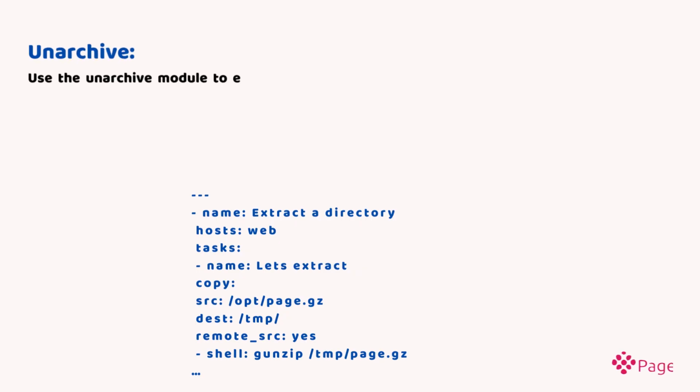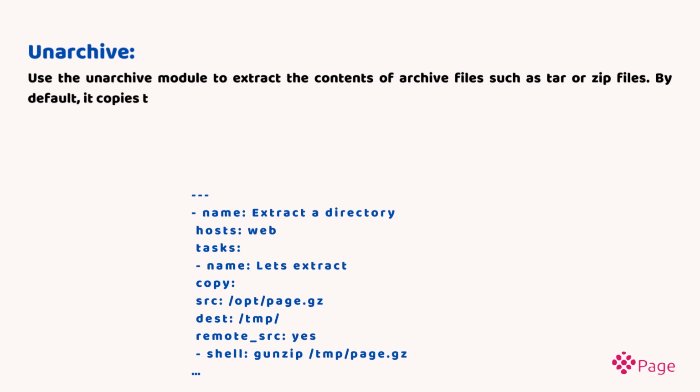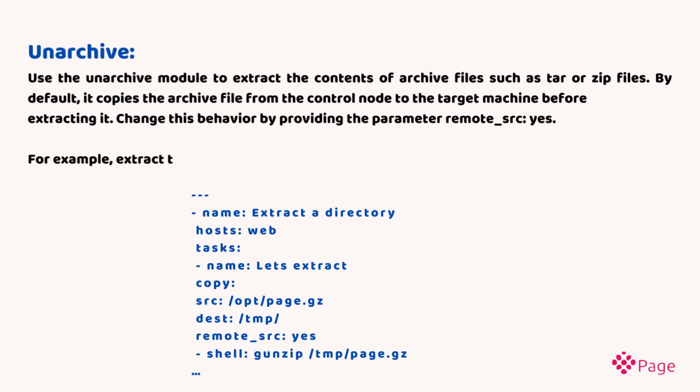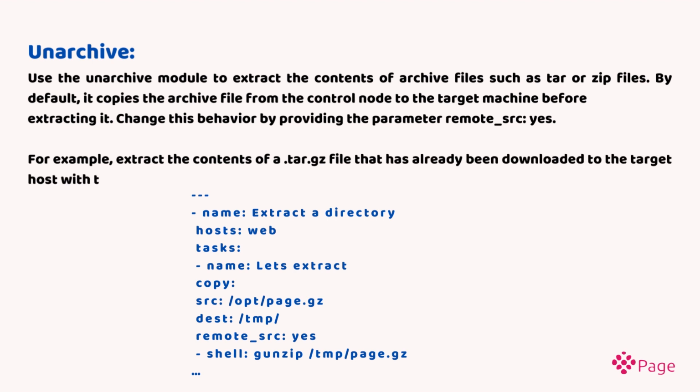Unarchive. Use the unarchive module to extract the contents of archive files such as tar or zip files. By default, it copies the archive file from the control node to the target machine before extracting it. Change this behavior by providing the parameter remote_src: yes. For example, extract the contents of a .tar.gz file that has already been downloaded to the target host with this syntax.